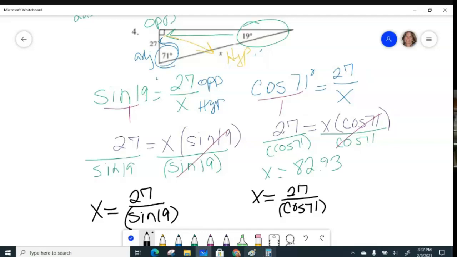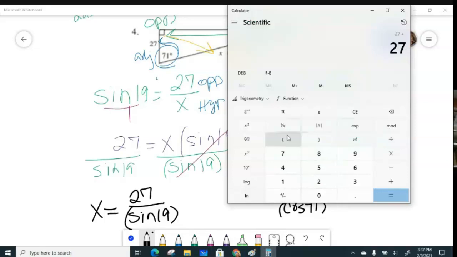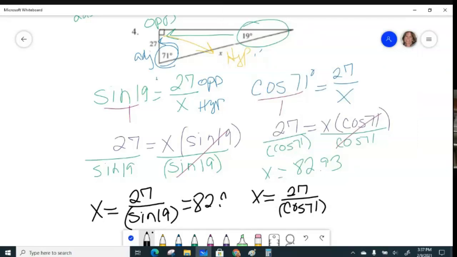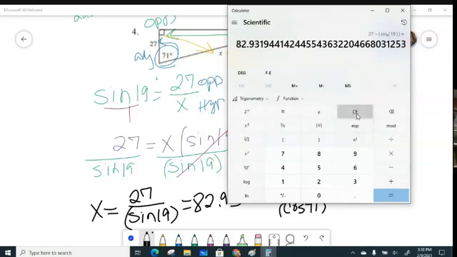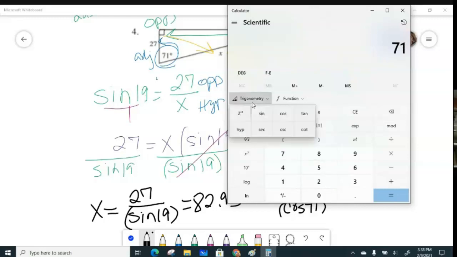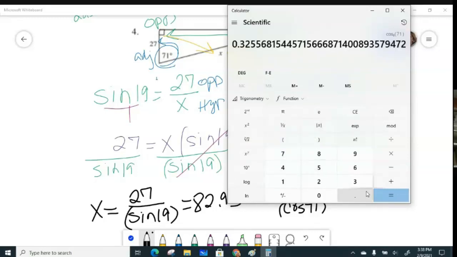So once again, going back over here, 27 divided, and since I'm using this little calculator on the computer, we have to do the angle and then the trig function, and we get 82.993. And that's going to be the same thing for the cosine. It's not that the cosine equals that value. The actual value of the cosine of 71, let's see, clear, we type in 71 and cosine, is 0.325558, that whole big, huge number.